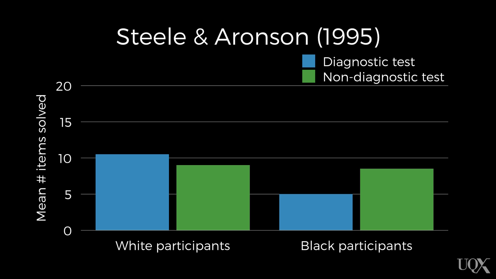However, the black participants who were reminded of the stereotype did not perform as well as the black participants who were not reminded of this information. And their performance was worse than the white participants who were either informed or not informed about the same information. In addition, the results showed that the black participants who were reminded of the stereotype completed fewer test items than those from any other group.